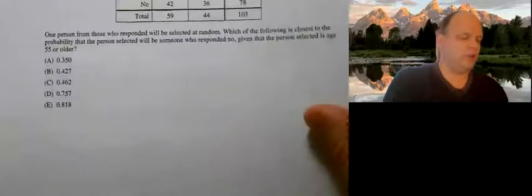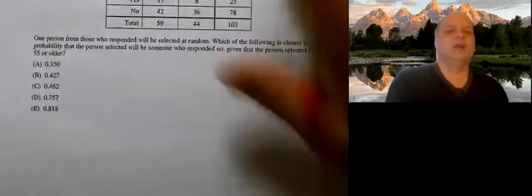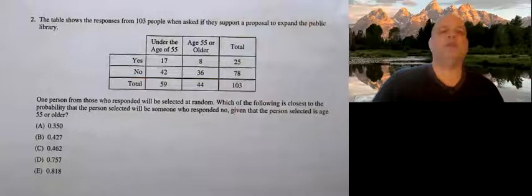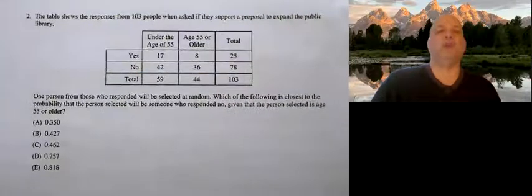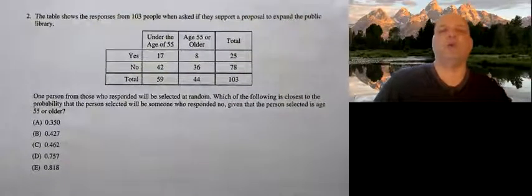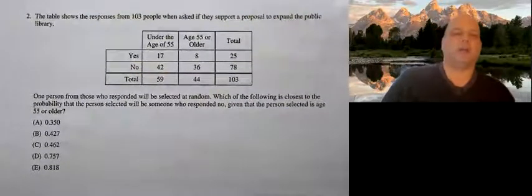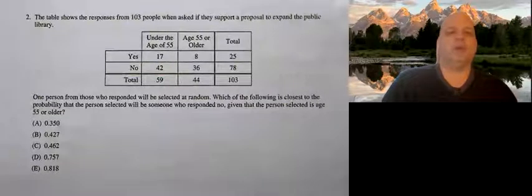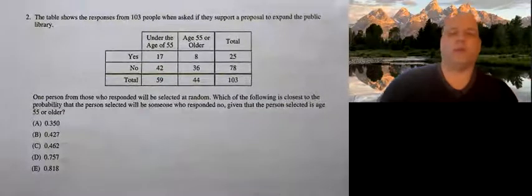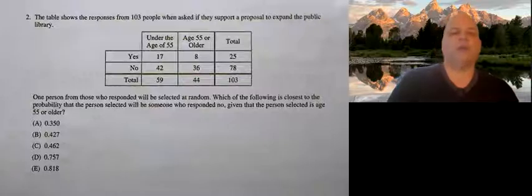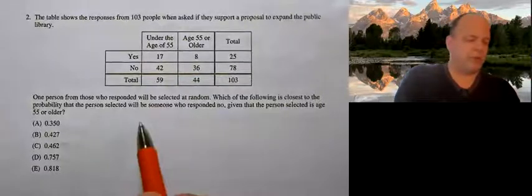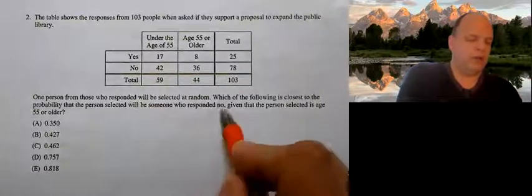Moving on to number 2. The table shows responses from 103 people when asked if they support a proposal to expand the public library. One person from those who responded will be selected at random. So we're going to select randomly from here. Which of the following is closest to the probability that the person will be someone who responded no?